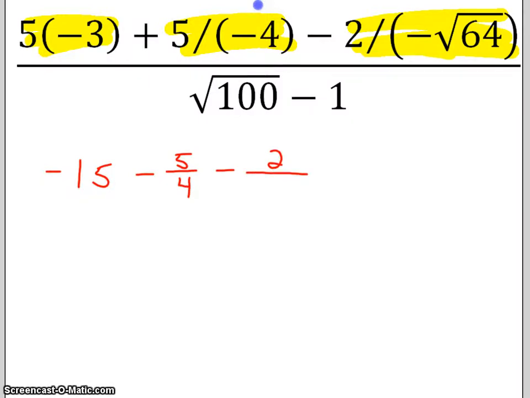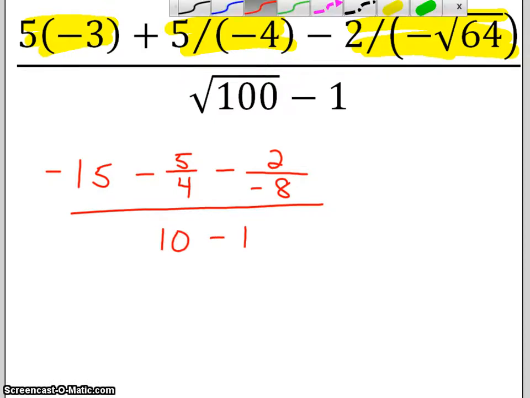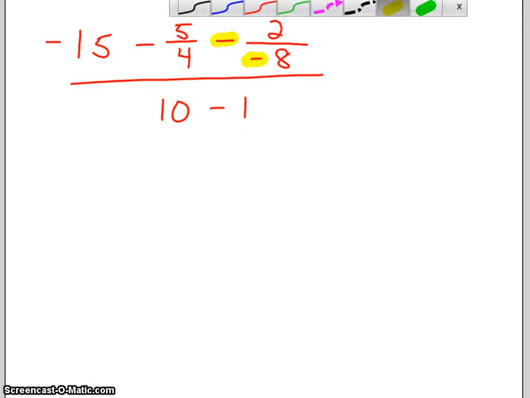Now, we have to evaluate the negative square root of 64. Negative, so it's going to be a negative in the denominator. Square root of 64 is 8. Square root of 100 is 10. And then minus 1. Now, notice this right here. This minus with this negative here. Really, this is going to turn into a minus negative. And let me show you what I mean on this next step here while we simplify that fraction.